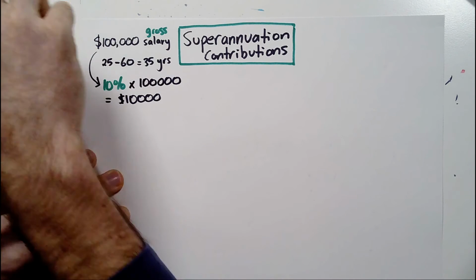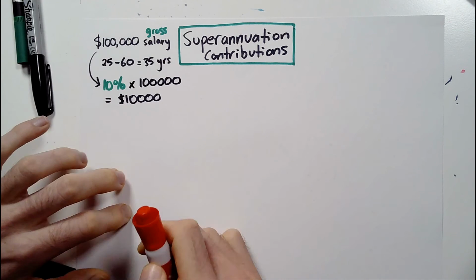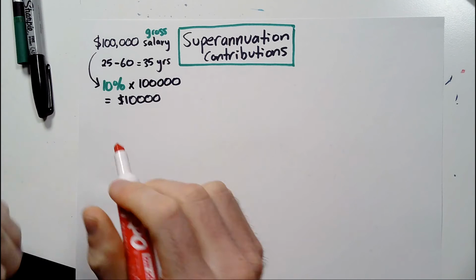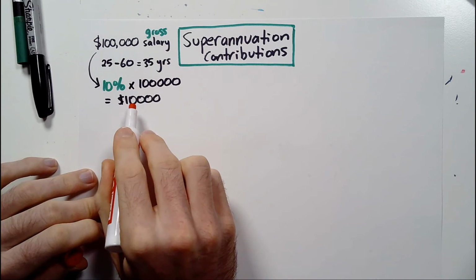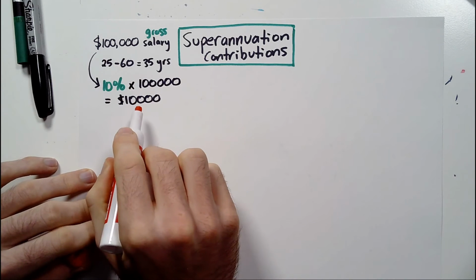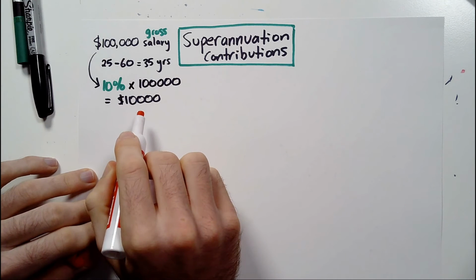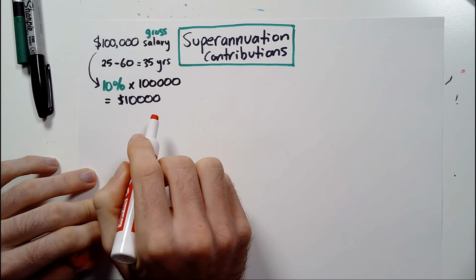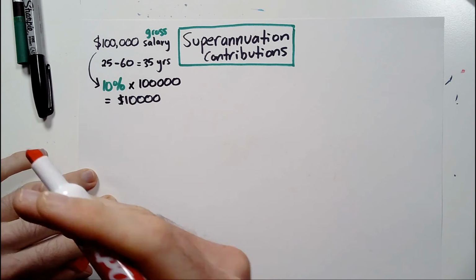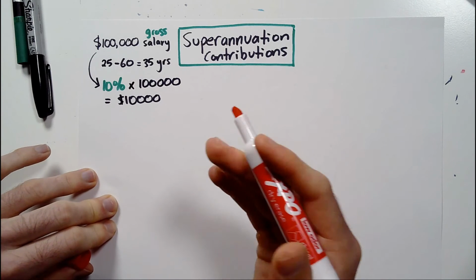Now, what does it mean for it to go into super? What we mean by going into super is that this $10,000 won't actually go into your bank account. Even though they owe you that money, it's a special type of payment that the government makes compulsory because they want people to have lots of money remaining for them when they retire.